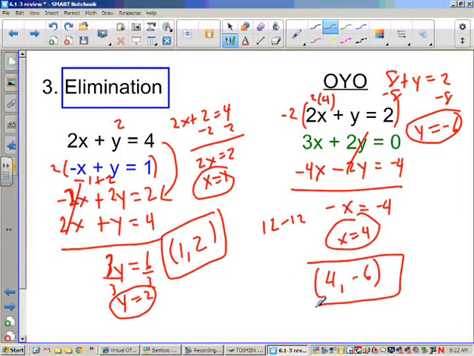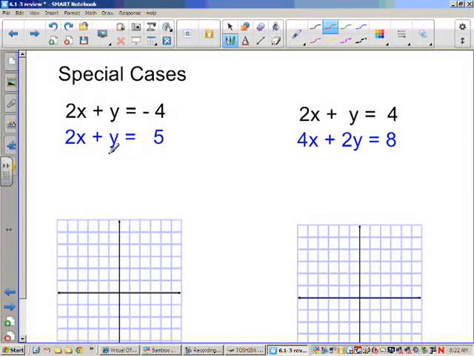All right, last thing to discuss has to do with what's called special cases. In this case, we're going to have no solution or infinitely many solutions. And watch what happens here. We'll use the elimination method here. We have equal but not opposite. So I'm going to multiply by negative 1 here. I get a negative 2x minus y equals a positive 4.